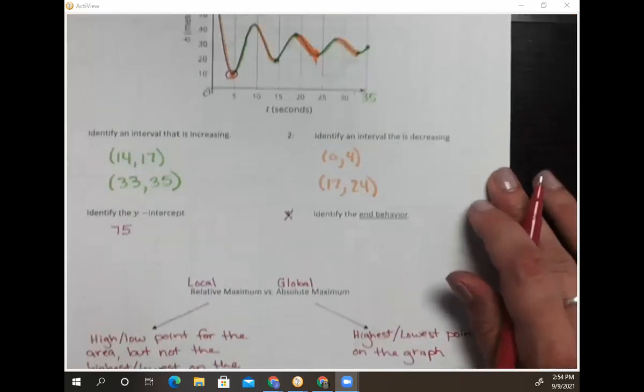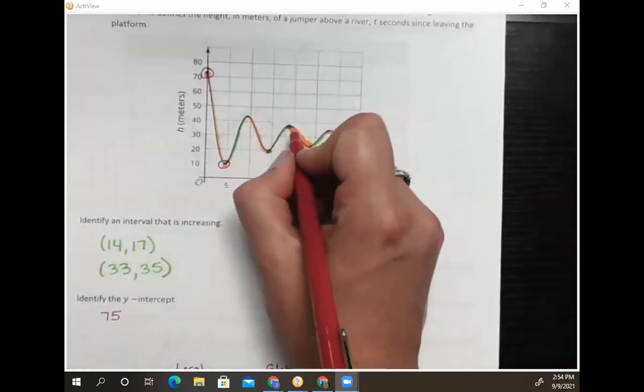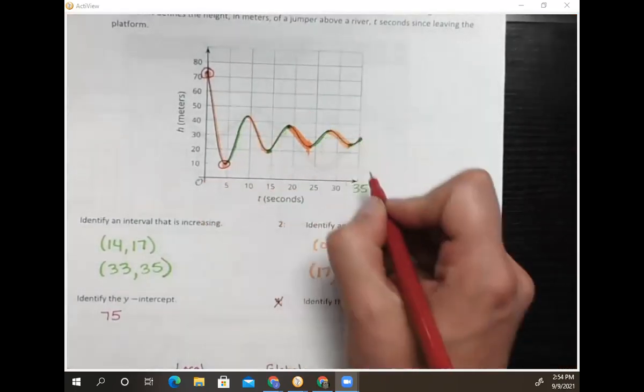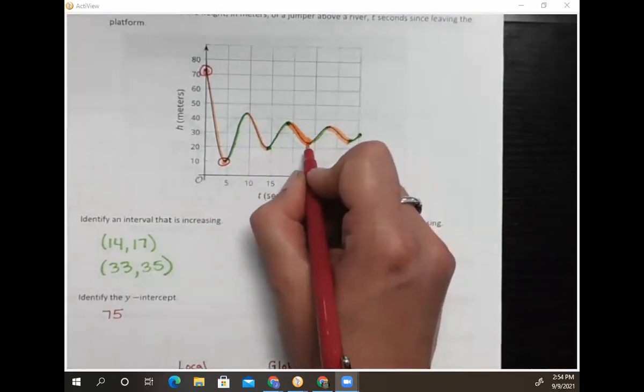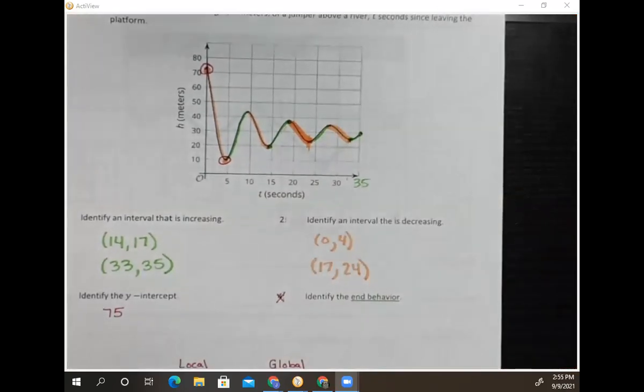So if I pop back up to my graph here, local maximum, local maximum, local maximum, local maximum, local minimum, local minimum, local minimum. Does that difference make sense? Okay.